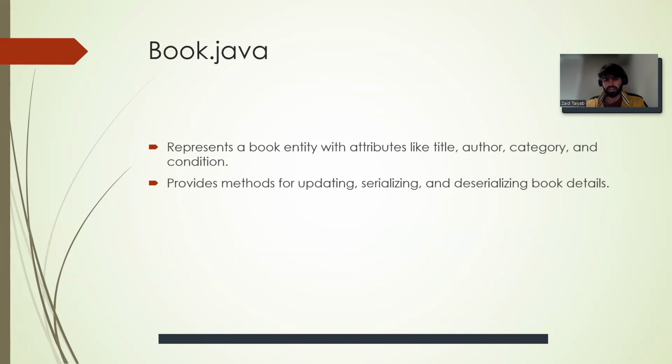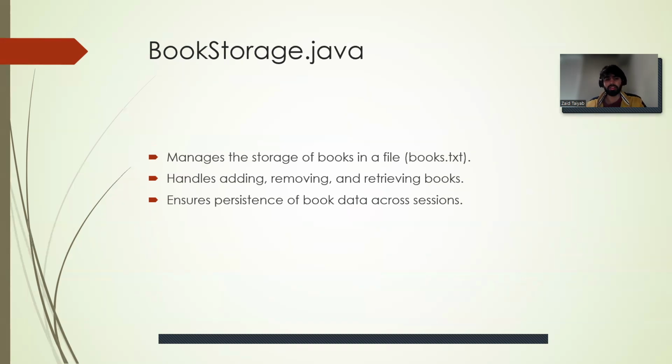and the book.java is basically the entity for the book with multiple attributes like title, author, category, and condition. Then we have book.storage.java. I mean, it uses another storage file, not another storage class, and this class stores it in books.txt. So we store accounts in accounts.txt and we store books in books.txt, and book storage basically handles the addition, removing, and retrieval of books.